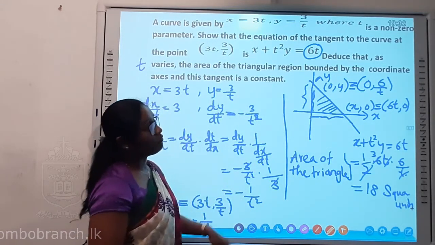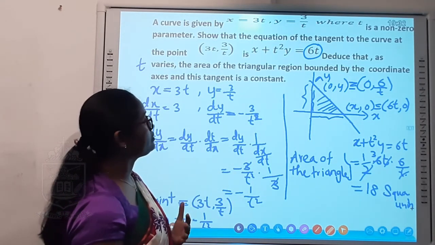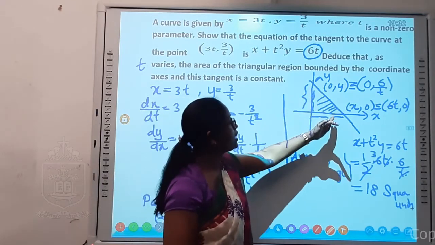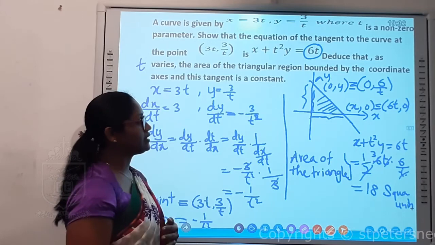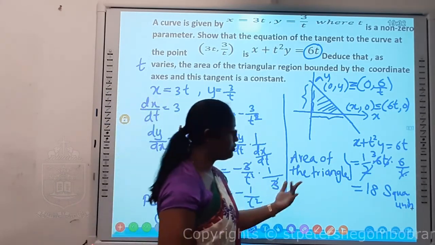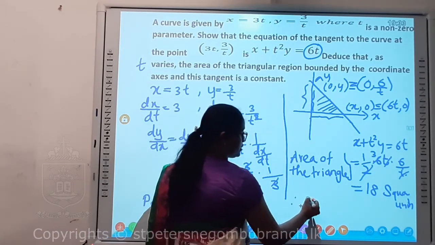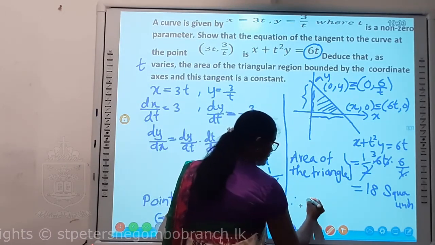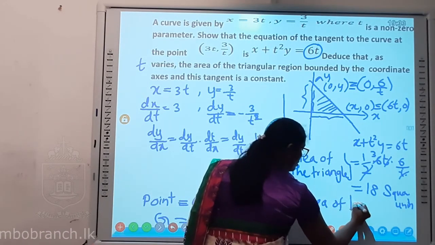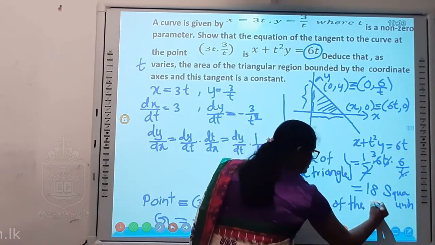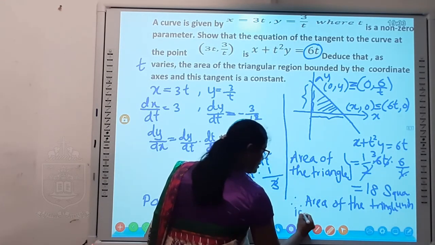So we go back to the question. Deduce that as t varies, the area of the triangular region bounded by the coordinate axes and this tangent is a constant, right? So we proved that. So finally, you should write the conclusion: the area of the triangular region is a constant. Area of the triangle is constant.